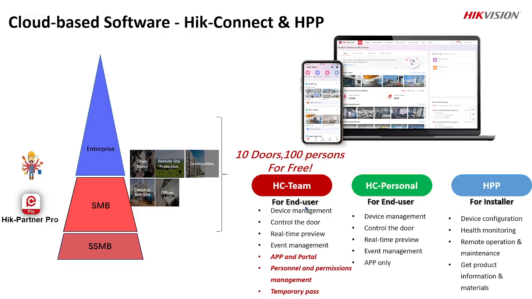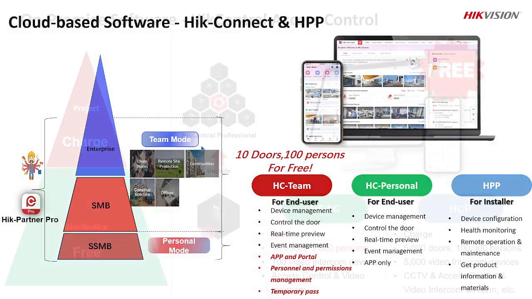Then you have HPP for installer. So you compare these software, where to use. The personal mode is for small setups. For SMB, you can use the team mode, and for enterprise, you can also use the team mode. So after the free version of team mode, you can now go to the paid or the licensed version.